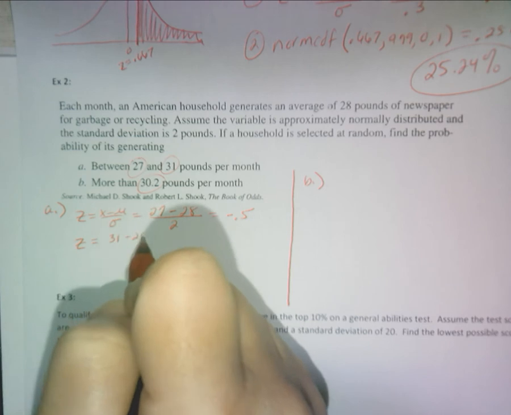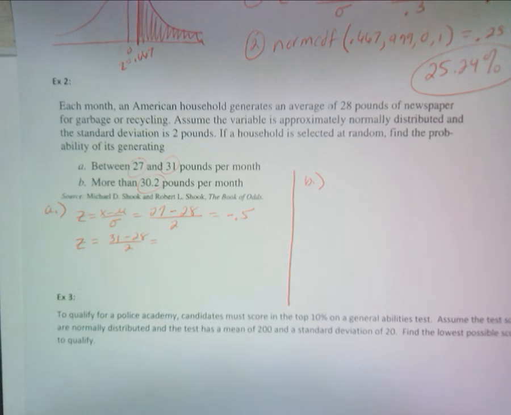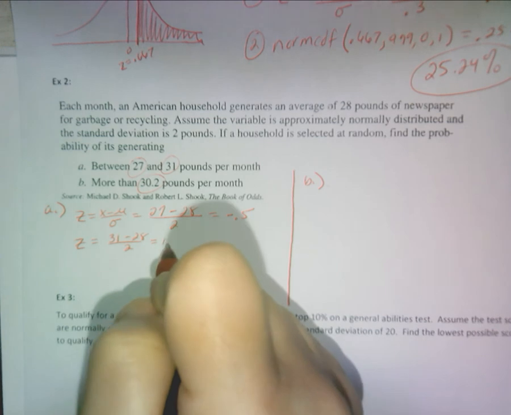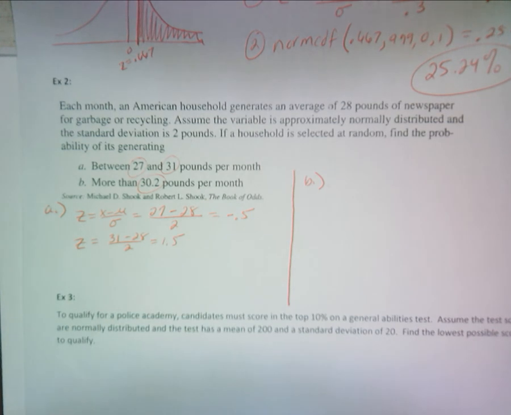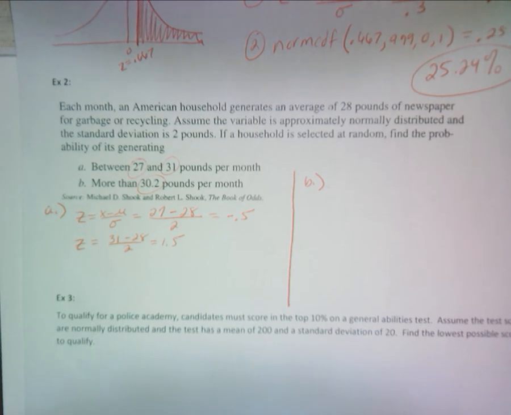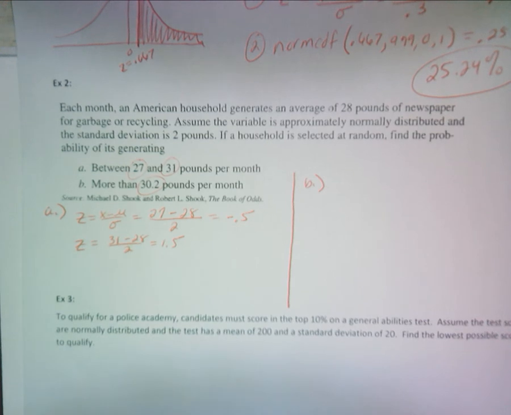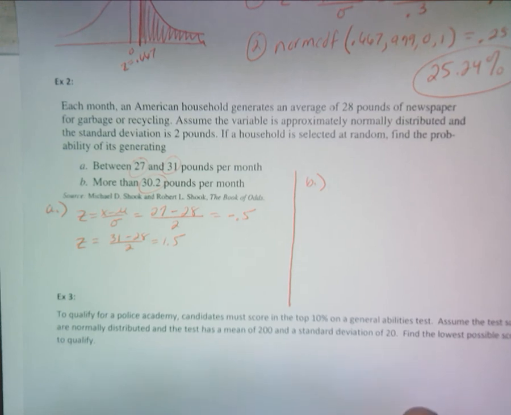31 minus 28 divided by 2. Was that 3/2? So 1.5? Okay. So again, we're working on Z's now. I know you're like, but why can't we work with normal numbers? Because it's just easier to work on a Z. This green table is in Z form, so we need everything to be from the Z score.